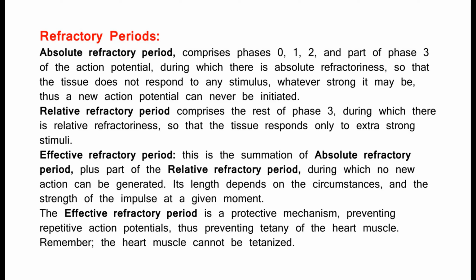Effective refractory period. This is the summation of absolute refractory period, plus part of the relative refractory period, during which no new action potential can be generated. Its length depends on the circumstances, and the strength of the impulse at a given moment. The effective refractory period is a protective mechanism, preventing repetitive action potentials, thus preventing tetany of the heart muscle. Remember, the heart muscle cannot be tetanized.